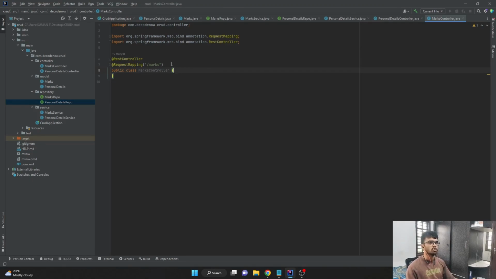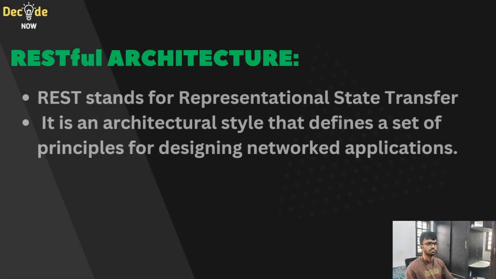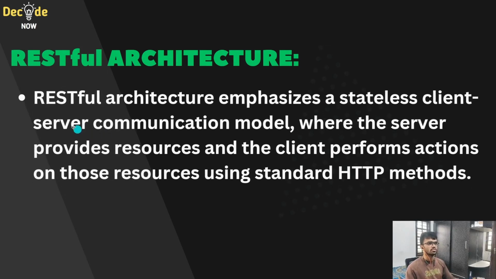So this is all about the request mapping annotation. In the controller class, we follow something called RESTful architecture. So let's look at what RESTful architecture is. REST stands for representational state transfer. This is an architectural style that defines a set of principles using which we will be designing and developing our network applications. So RESTful architecture is like a stateless client-server communication.